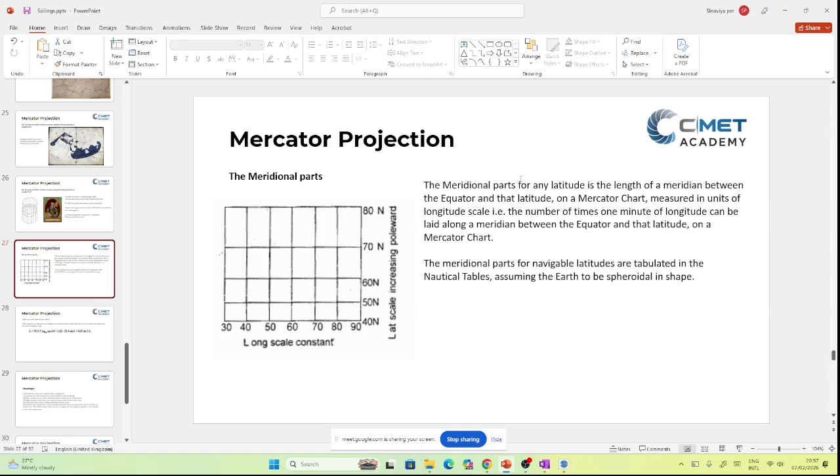The meridional path for any latitude is the length of a meridian between the equator and that latitude on a Mercator chart measured in units of longitude scale. That is to say, the number of times 1 minute of longitude can be laid along a meridian between the equator and that latitude on a Mercator chart. Let me draw and show this to you, what meridional path means.